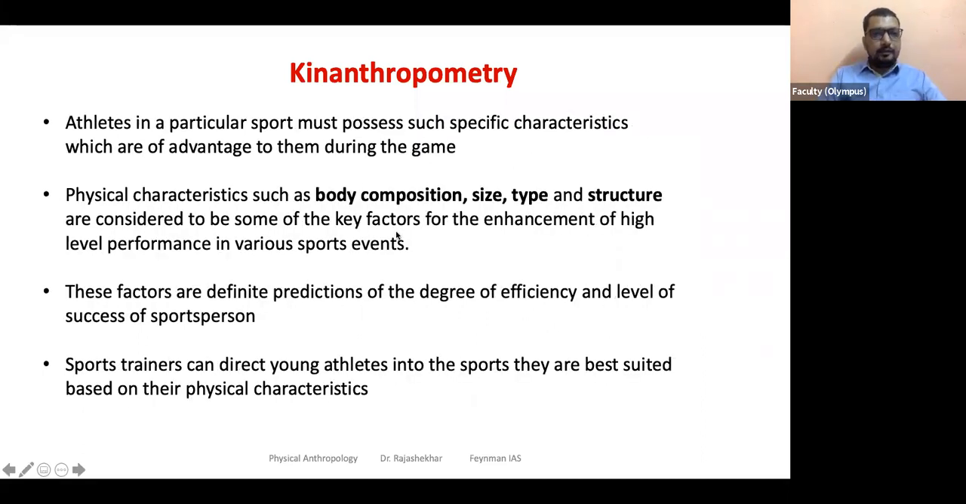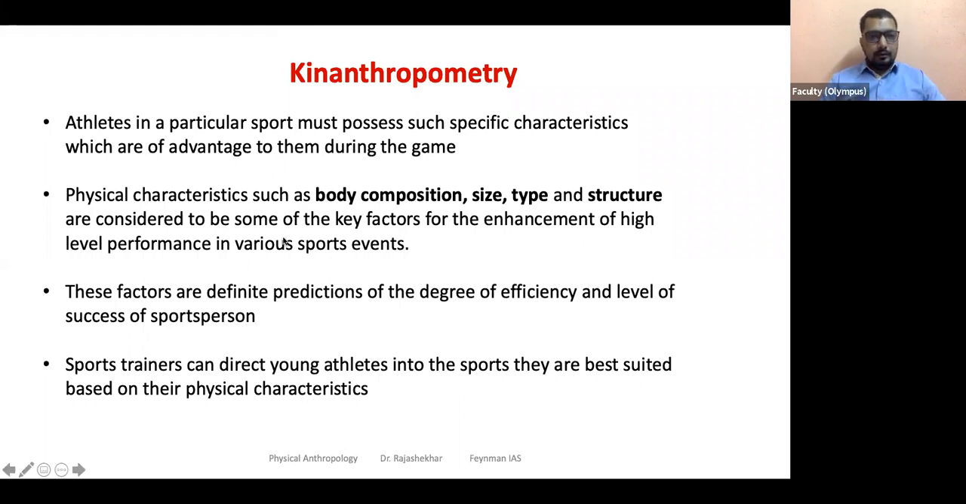So athletes in a particular sport must possess specific characteristics which are advantageous to them during the game. So for their performance, to utilize those features, to give examples of swimmers, for example, or in different sports like basketball, what type of body build is necessary for them? We can actually have those specific characteristics defined. Either they naturally have it, or in addition to that, what food they have to take, and how they have to train, what type of specific training is required. So much goes into this part.